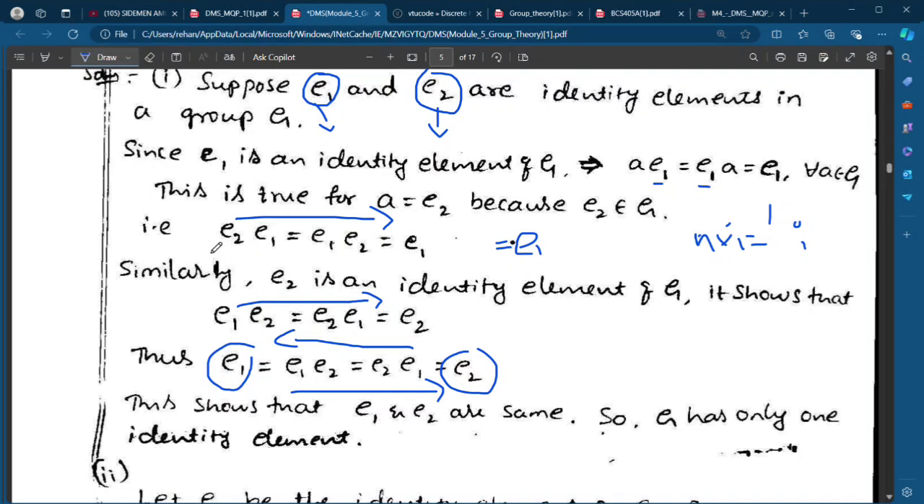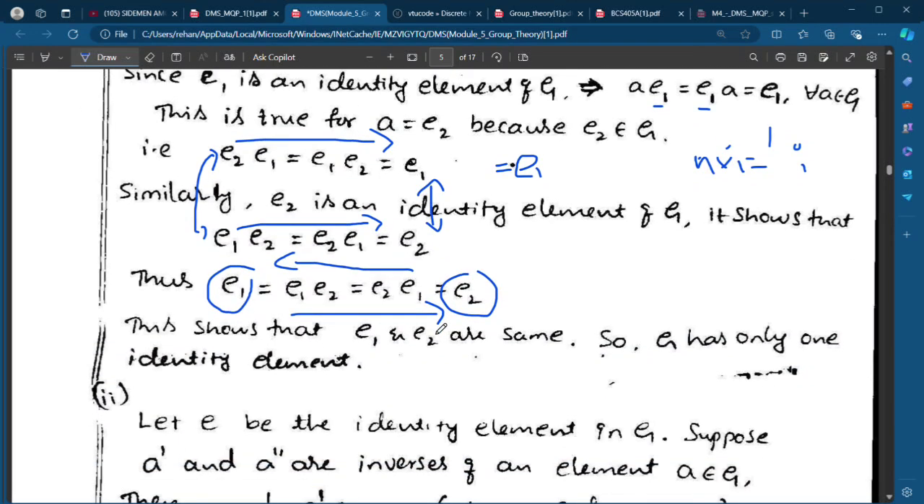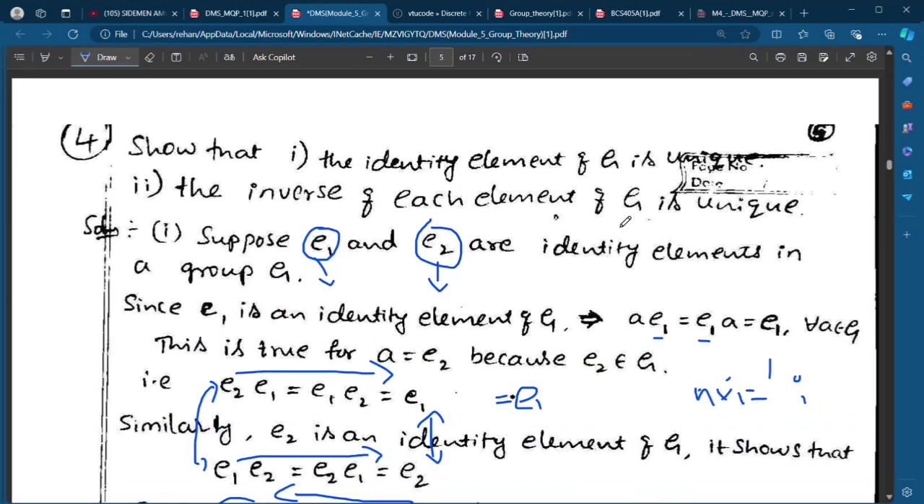So I can say that the LHS is the same for both, therefore the RHS are equal to each other. So E1 is equal to E2. Since E1 and E2 are the same, we cannot say that it has more than one identity element. So only one identity element is there. That's the actual explanation.